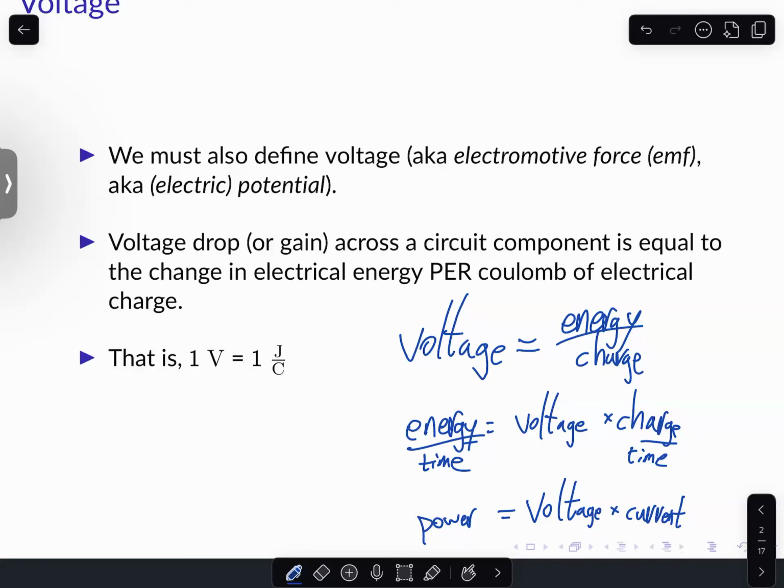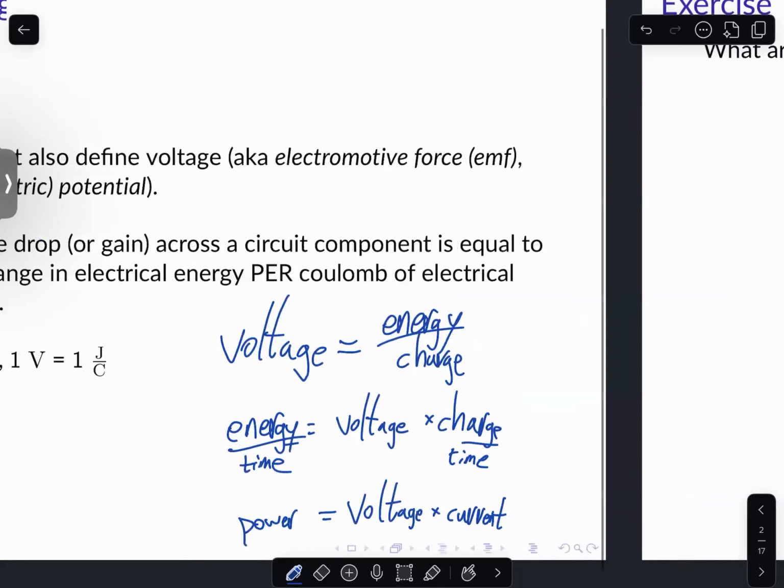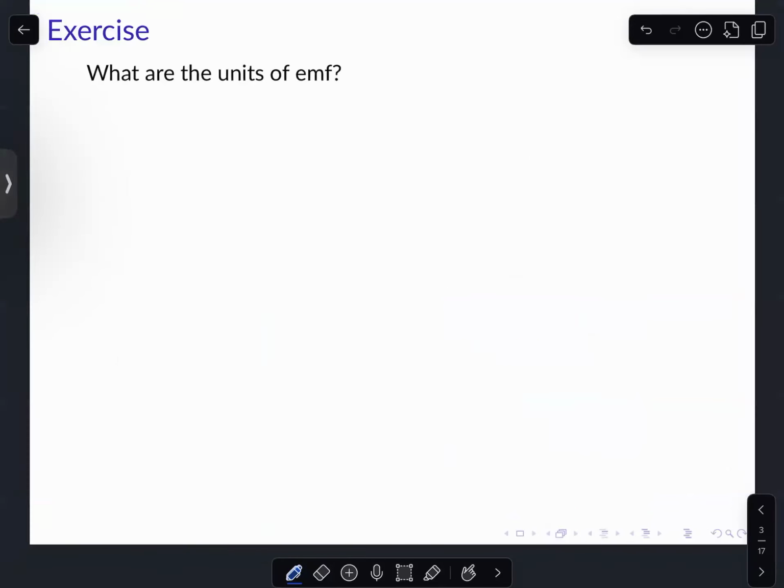Question. Yes, absolutely. Questions about the meaning of voltage at this point? Great. Here, let me see if you were paying any attention.